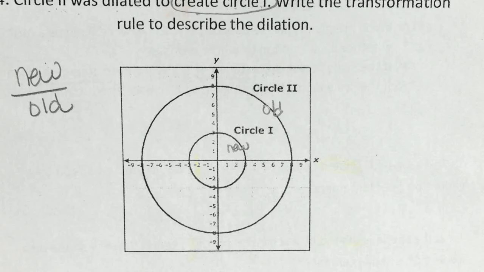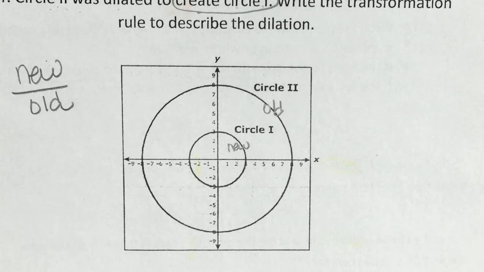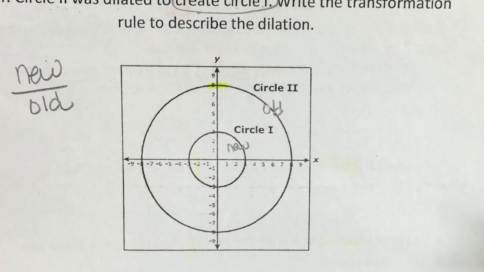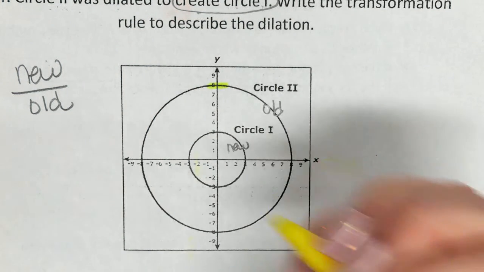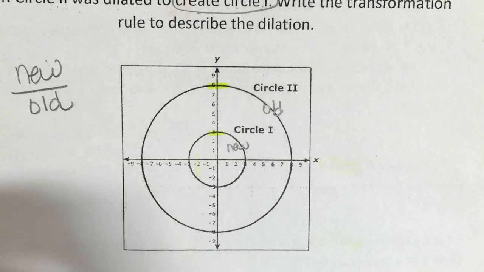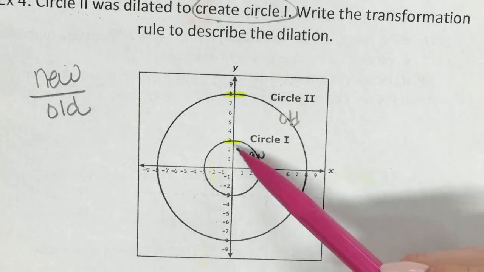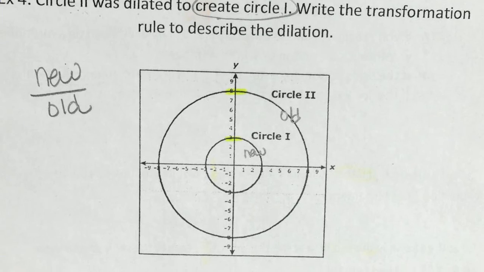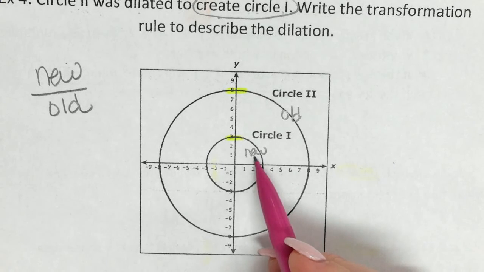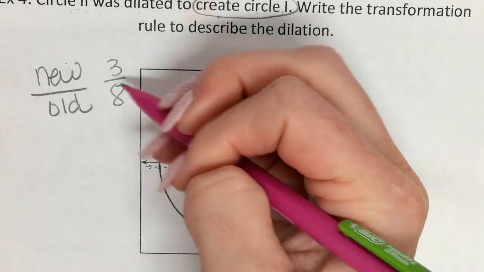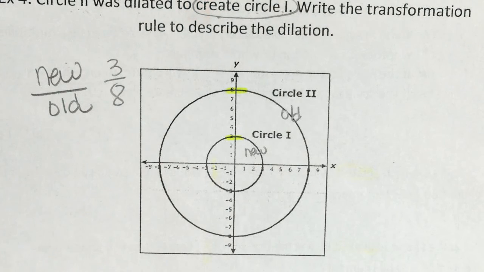Did y'all find some numbers that corresponded? Do y'all see right here, the old one passed through what? 8, and the new one passed through 3. So which number would go on top, 8 or 3? 3, because it belongs to the new. So 3 over 8. And guys, that's your answer. It doesn't simplify. It doesn't turn into a whole number.